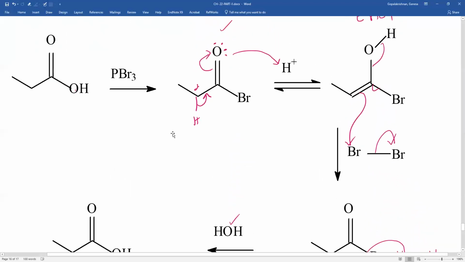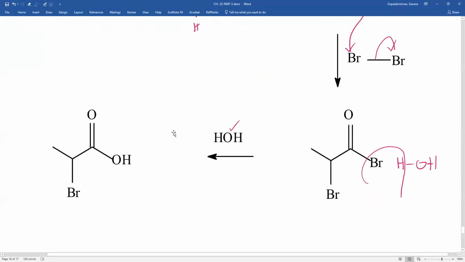So this is the way we had to do it. In step one, we convert the OH into Br, so it cannot prevent the enolization. So we call this step protecting the OH group. In the last step, we convert the Br back into OH. We bring back the original OH. This is deprotecting the OH group. This is the way we can do it.